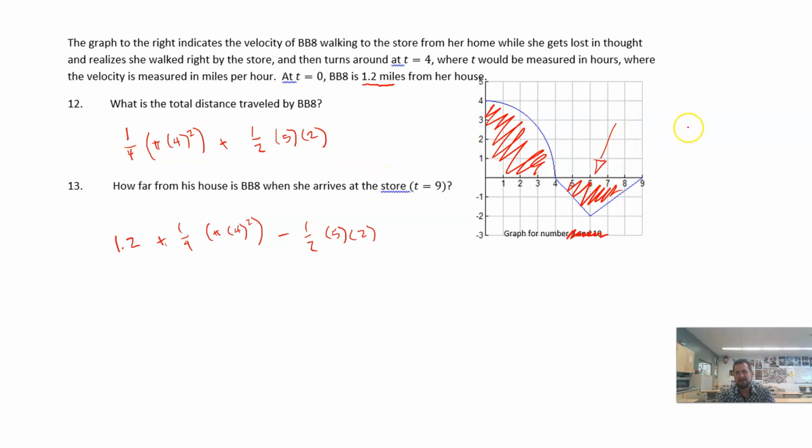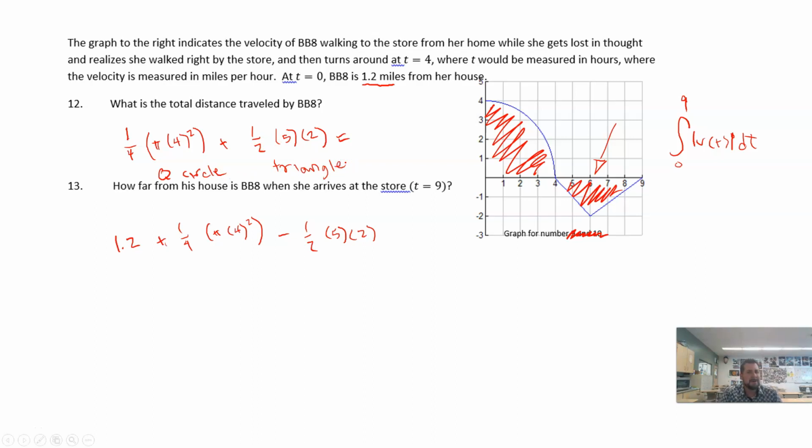If you remember, the total distance traveled is just the integral from 0 to 9 of the absolute value of the velocity function. All it's doing is making all that area positive. So we just find whatever that number is. I don't even know what those are when you add them together. But this right here is your quarter circle, and then this right here is your triangle. And all of it's positive because we're finding total distance traveled.